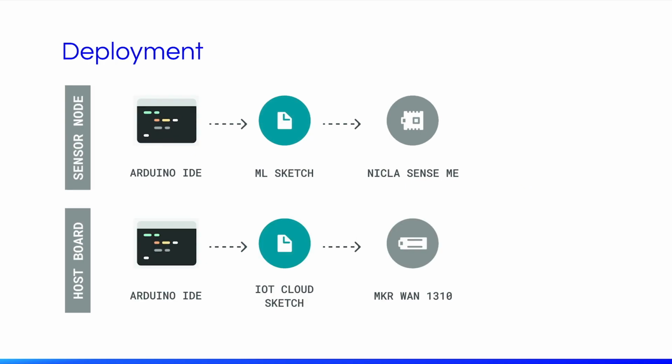In the previous step, we acquired a machine learning model as a sketch. And now that we have that, we can use again the Arduino IDE to upload that machine learning sketch to the NiklaSense ME. At that point, the NiklaSense is going to be capable of detecting vibration anomalies. In order to connect the predictive maintenance solution to the cloud, we will have to upload an IoT Cloud sketch to the host board, the MakerBand 1310.